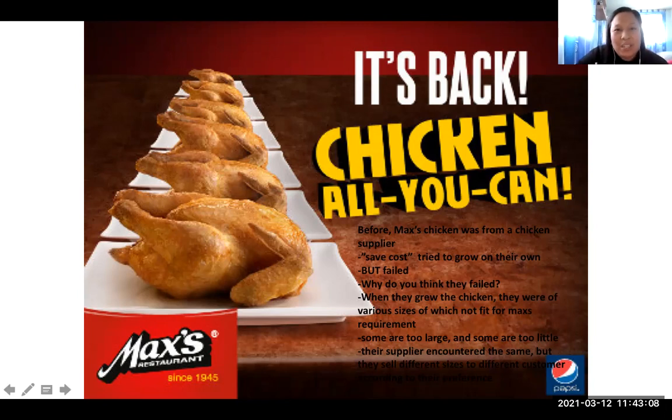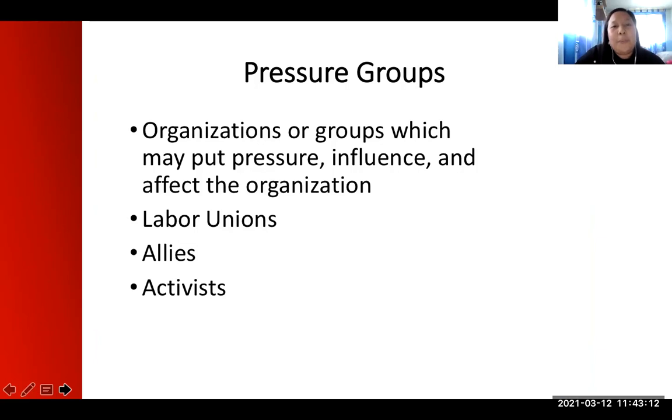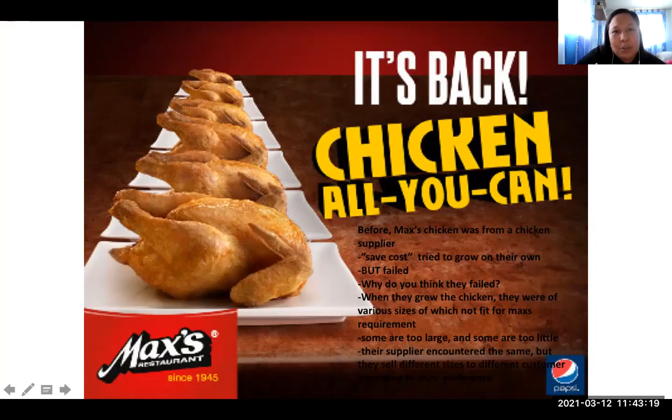Okay, so wala na tayong privacy dito. Nakita nyo ba? Okay, so for the pressure groups, organizations or groups which may put pressure, klaro ba tayo dito, ha? So, that's one of the things. Sometimes, it can be also a strategy for the company to acquire their competitor. Okay? So, that's why yung ginagawa ni Jollibee, pag maliit pa lang yung business at nakikita nila na may potential, binabuy out na nila in order to manage the competition.